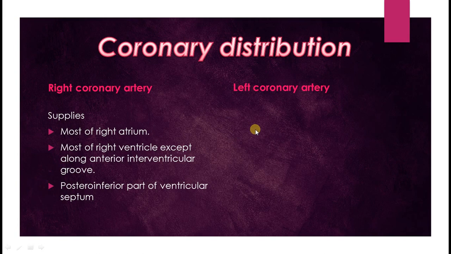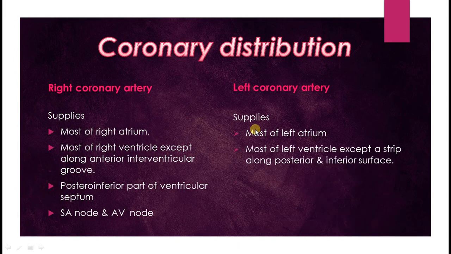The left coronary artery supplies most of the left atrium except the posterior surface, then the left ventricle except a strip along the posterior and inferior surface, the interventricular groove area, and the anterosuperior part of the ventricular septum. The anterosuperior part of the ventricular septum is supplied by the left coronary artery. The right coronary artery, apart from that, also supplies the SA node and AV node, the sinoatrial node and atrioventricular node.